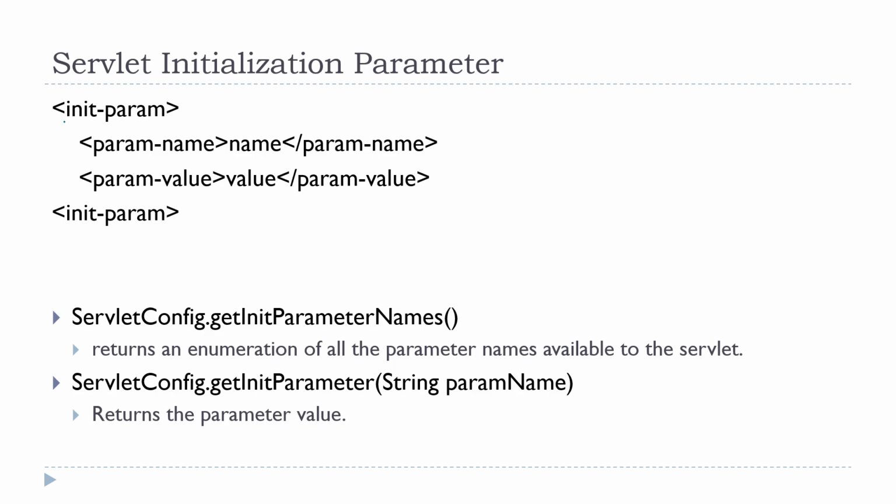So the syntax is to use this init parameter tag in the web.xml. The parameter name, wherein we pass the name of our parameter, and the value will be passed in the param value tag. To get the parameter names, we can use this method get init parameter names, which will give us all the parameter names which are available to that servlet. And to get the value of that parameter, we will pass the parameter name as an argument to the get init parameter method, and we will get the value in return.